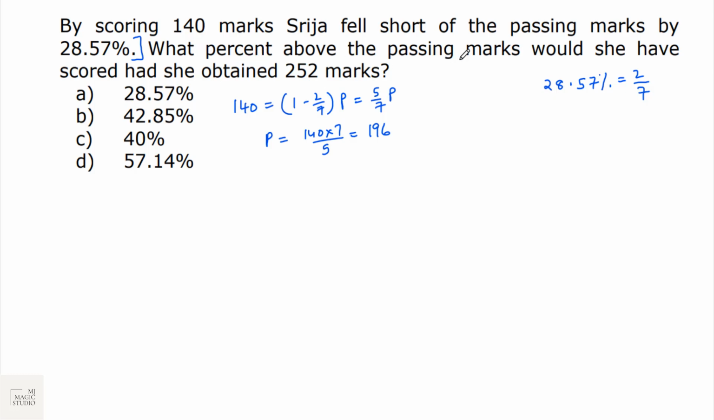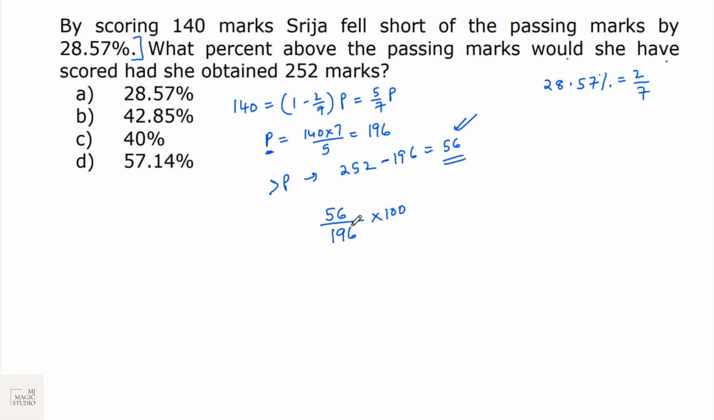What percent above the passing mark would she have scored had she obtained 252 marks? Now how much has she scored more than the passing mark? 252 minus 196, which is equal to 56. So they are asking how much is 56 more than the passing mark? Our answer is 56 by 196 into 100.